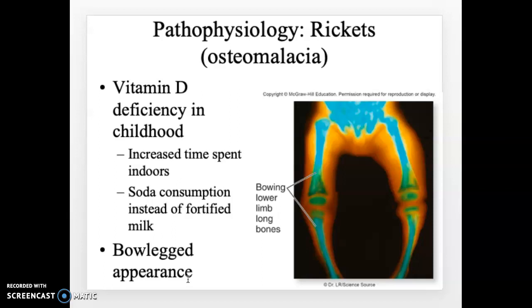And then soda consumption has increased. Instead of fortified milk, milk is fortified with vitamin D, which helps to create that healthy bone structure. So this is actually not necessarily gone, even though it should be.